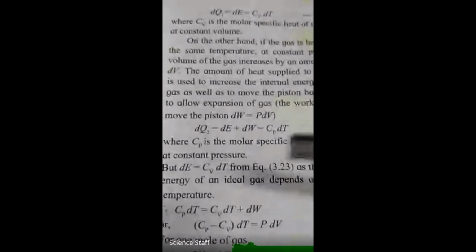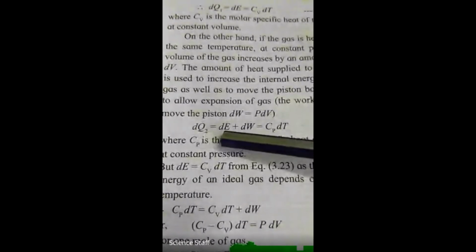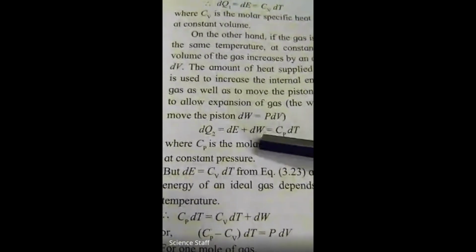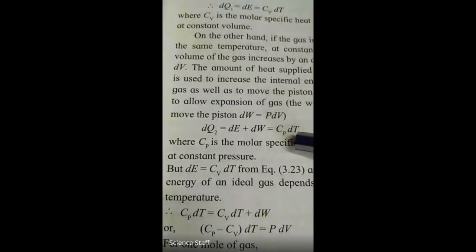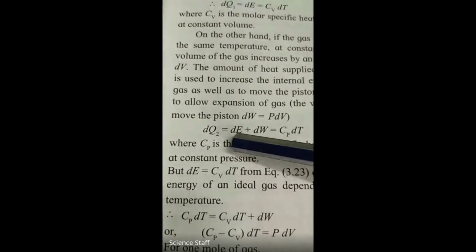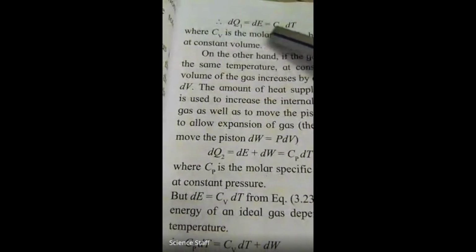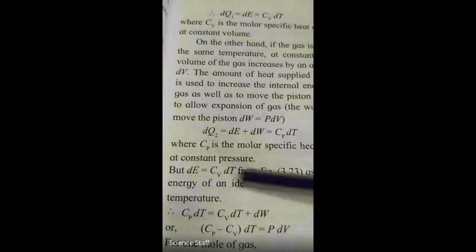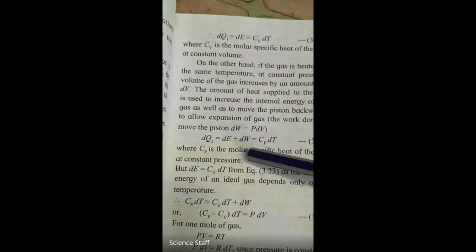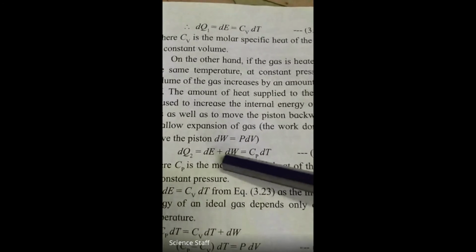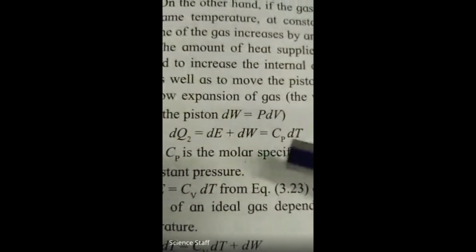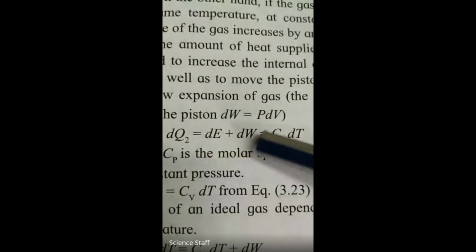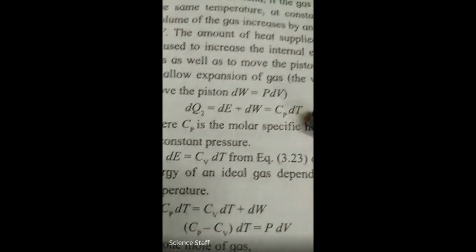Then I told you, if we keep pressure constant, then the heat is utilized in the change in internal energy plus the work done. This equals Cp dT. Now instead of dE, what do we have to substitute? This relation, that is Cv dT. So dQ2: Cv dT plus dW equals Cp dT. Clear?